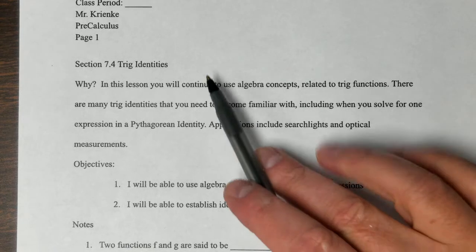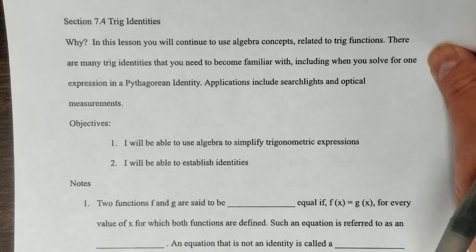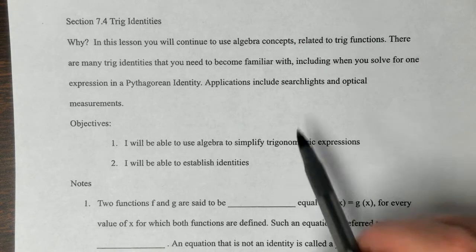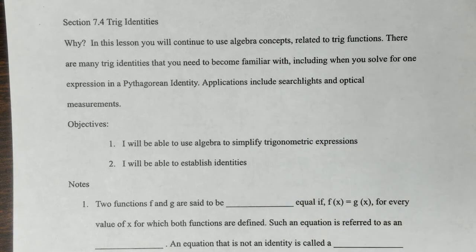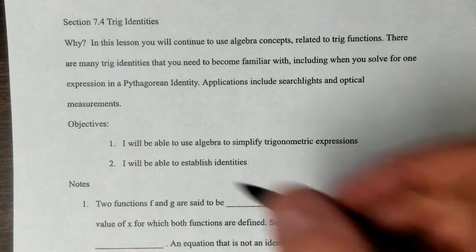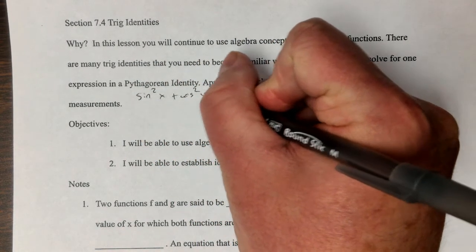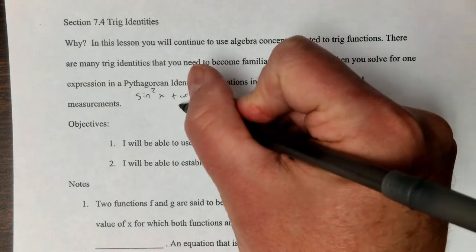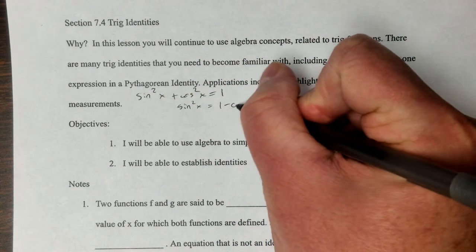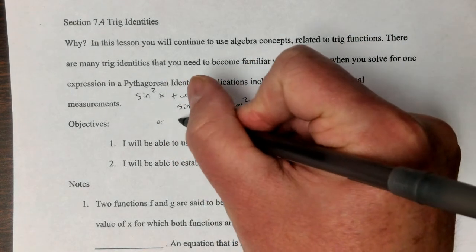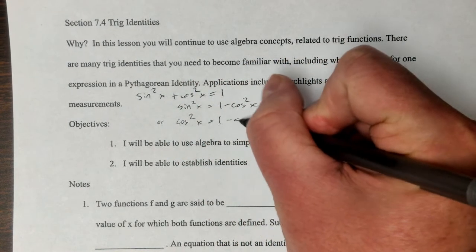Okay, so now we're doing 7.4 trig identities, and in this lesson we're going to continue to use algebra concepts related to trig. There's many trig identities you need to become familiar with, including when you have to solve for an expression in a Pythagorean identity. Sort of like when we had sine squared x plus cosine squared x equal 1, we could have said sine squared x is 1 minus cosine squared x, or cosine squared x equal 1 minus sine squared x.